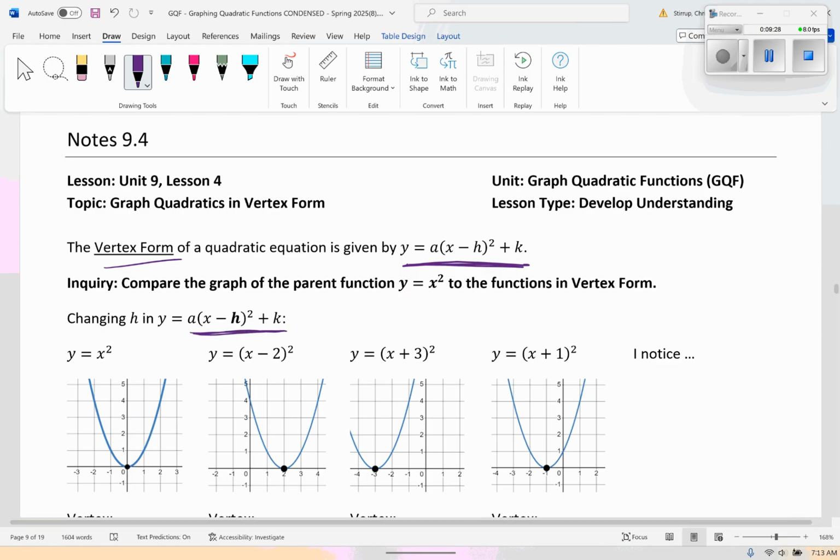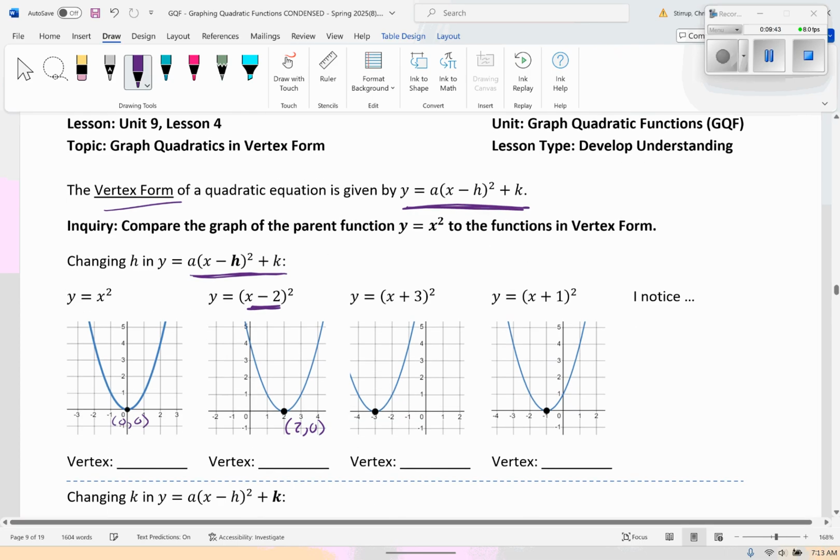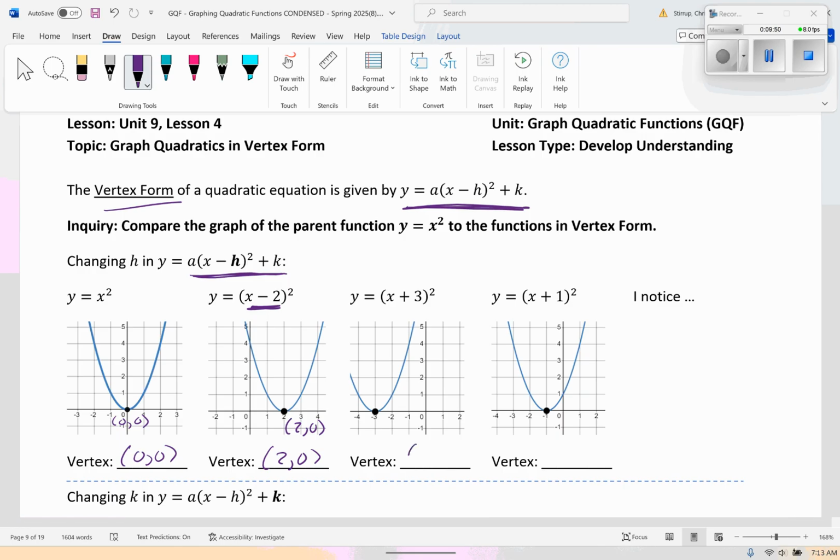This is our general basic parabola. Notice I have 0, 0. But notice this: if it's in this form, it says x minus 2, but it happens at x plus 2. So 2, 0 is where our vertex is. So 0, 0 on this one, and 2, 0 on this one. Take a look at this. I have x plus 3, but this happens at negative 3, so my vertex is at negative 3, 0. And this one is going to be at negative 1, 0. It's opposite. So if it's in parentheses, it will be the opposite direction, right or left shifting.